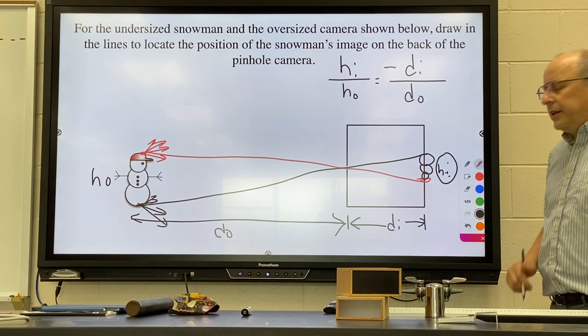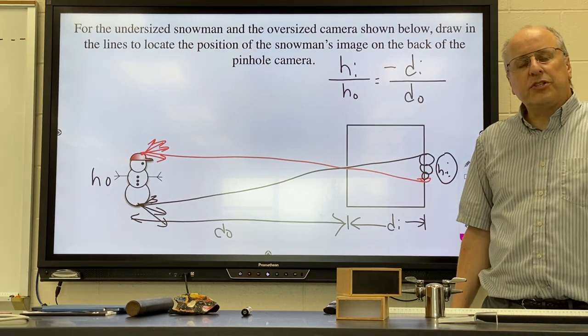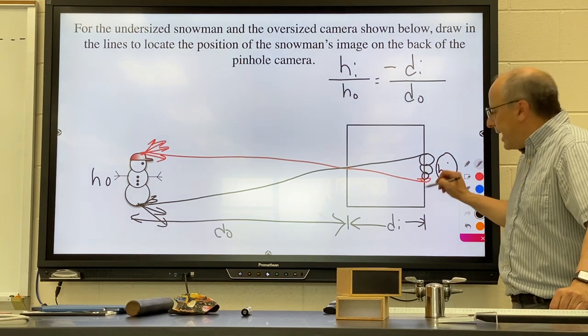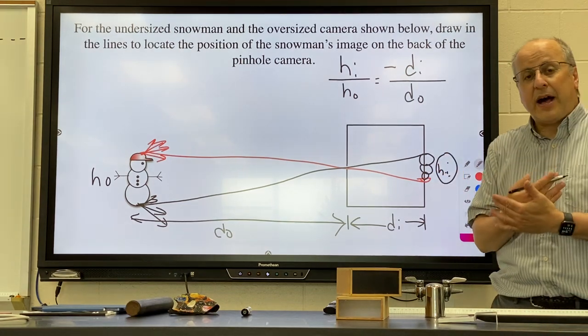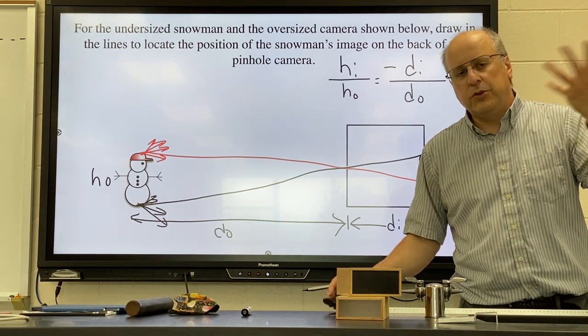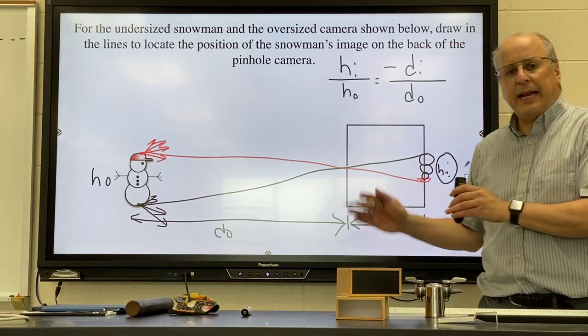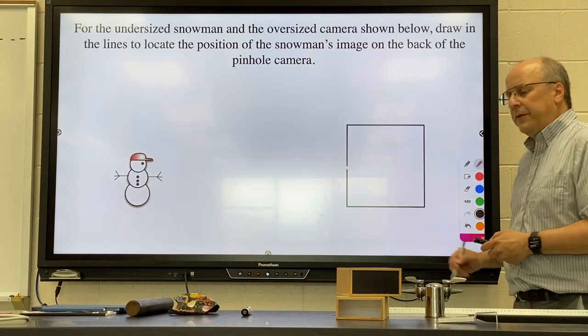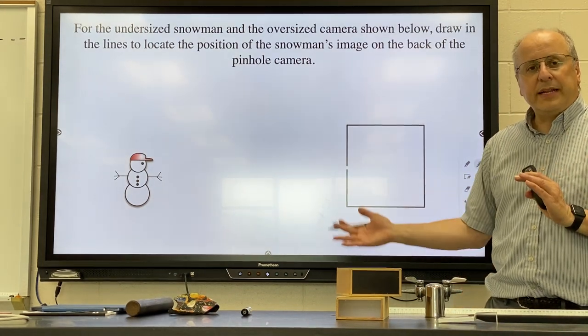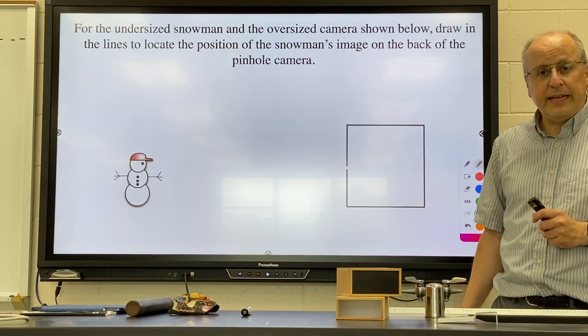This image is called inverted. This image is also known as a real image. It's real because the rays of light actually strike the back of that box and form an actual image. This is not some sort of hallucination in our brain, but an actual real image that could be formed on paper, on film, or on some kind of sensors that are sensitive to light energy.